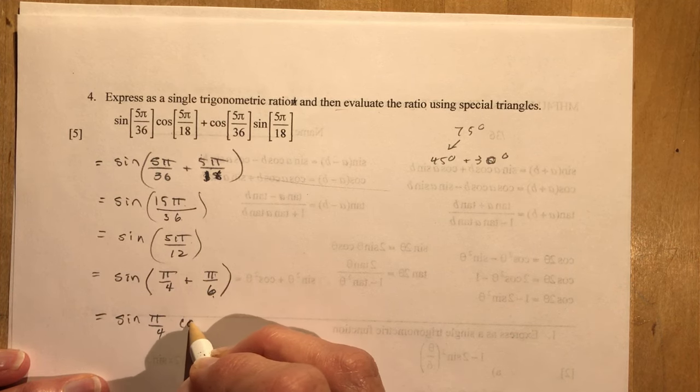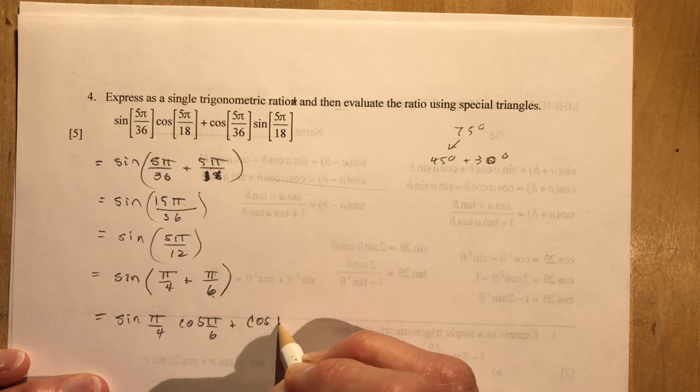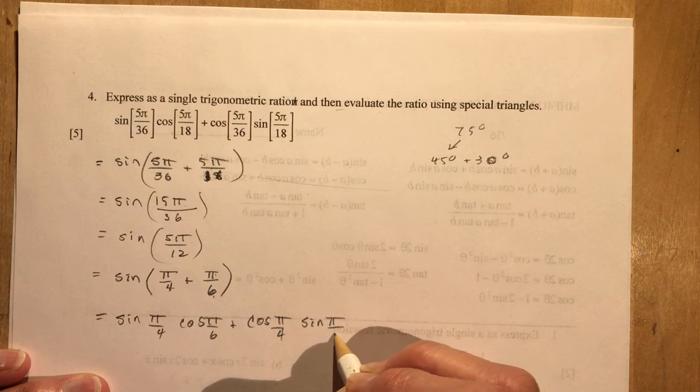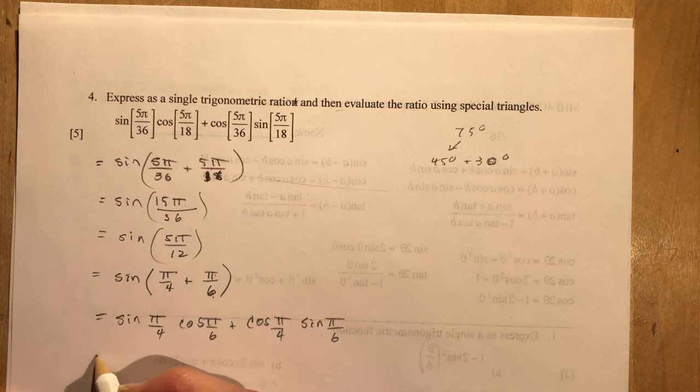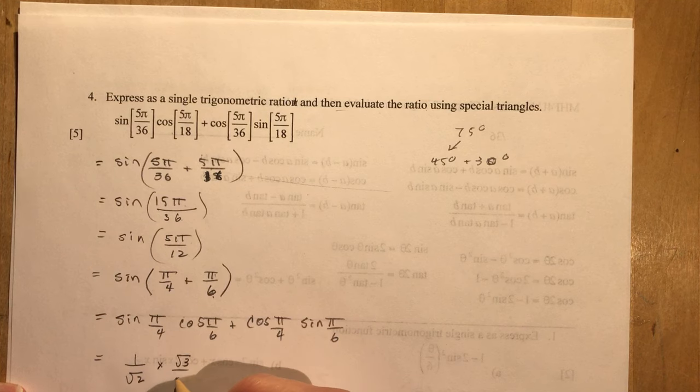So I have pi over 4, pi over 6, so that gives me sine cos plus cos sine. They're all acute angles, so I don't have to figure out their related acute angles first. So the sine of pi over 4 is 1 over root 2. The cos of pi over 6 is root 3 over 2.